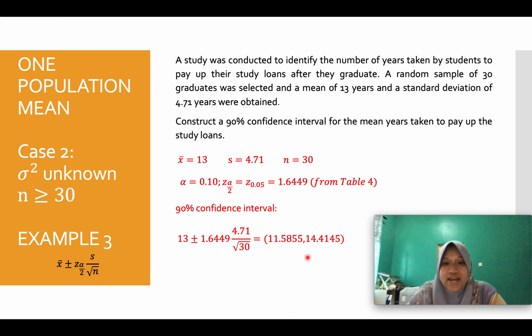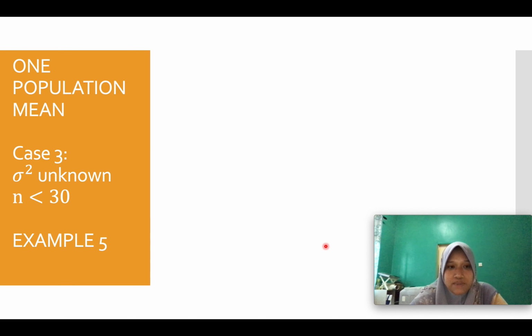So we can see that we are 90% confident that the mean years taken to pay up the study loan is between 11.5855 and 14.4145. Now let's take a look. After example 3, you should solve example 4. Okay, now we look into case number 3.